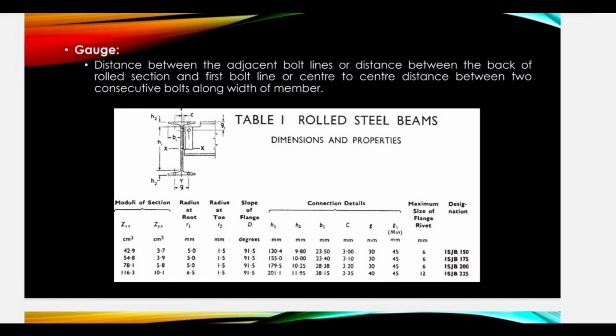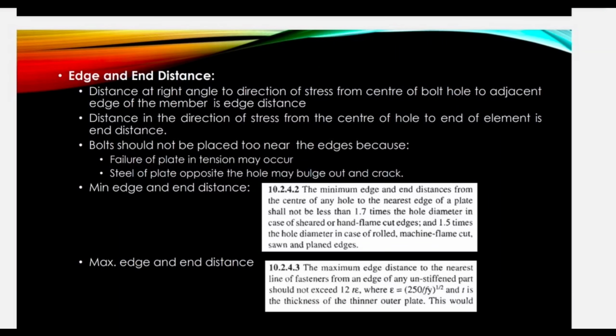Next, edge distance and end distance of the bolt. Edge distance is the distance at right angles to the direction of stress, from the center of the bolt hole to the adjacent edge of the member. End distance is the distance in the direction of stress from the center of a hole to the end of the element. The bolt should not be placed too near the edge of the plate, because a failure of the plate in tension may occur.